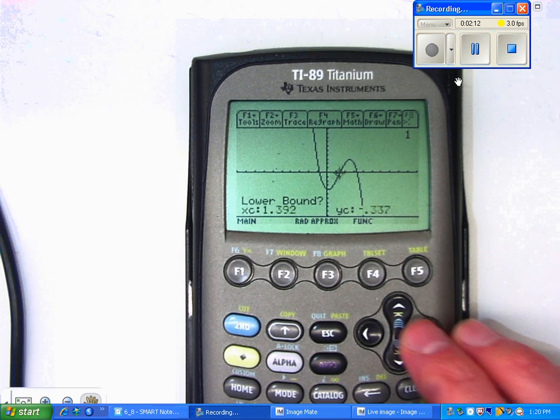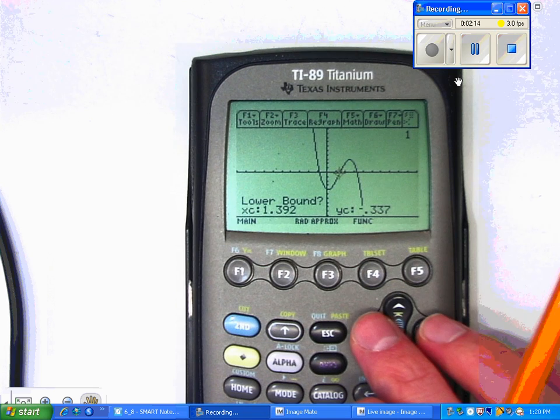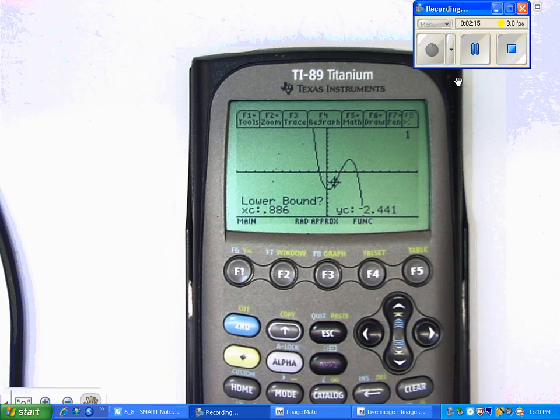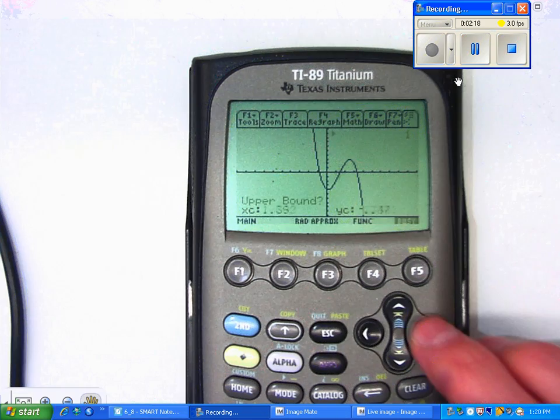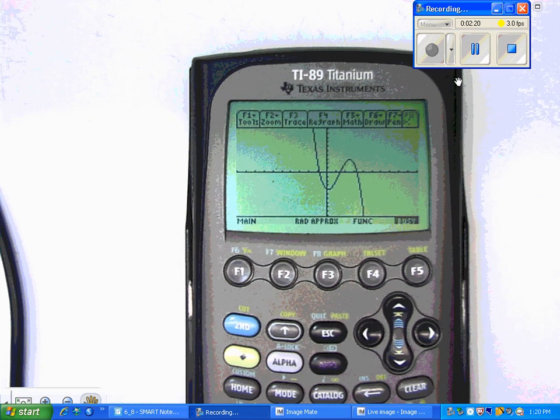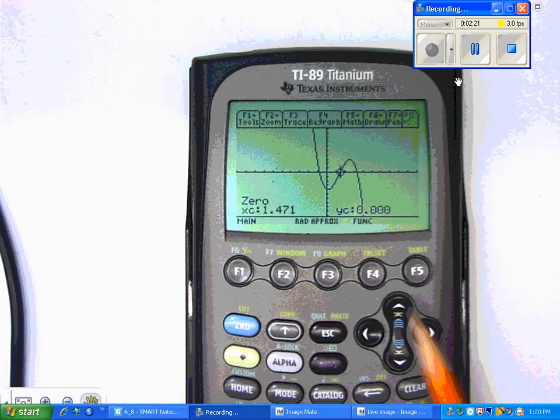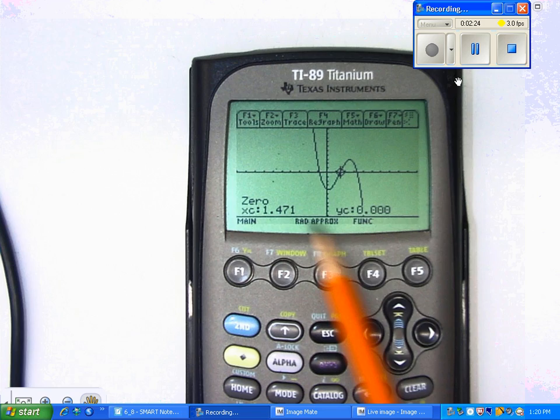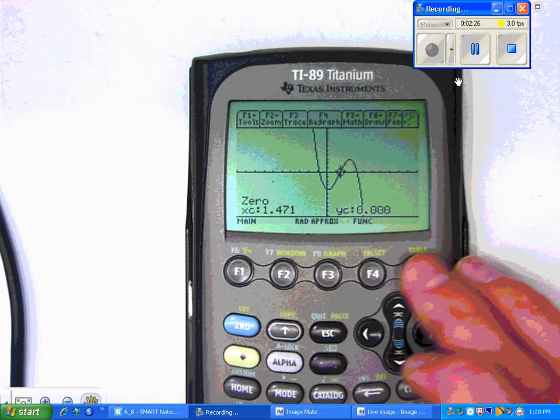Okay, it's pretty close to about right there, but I got to give it a lower bound, so I go to the left of it, which happens to be below it in this case. I go to the right of it, which happens to be above it here, and there's my 0, 1.471, comma, 0. And let's do the last 0.